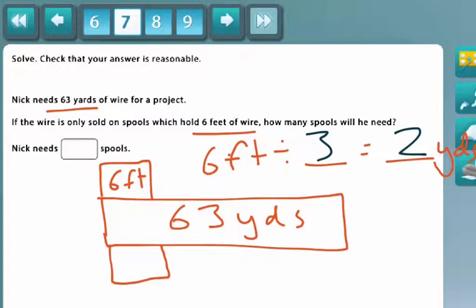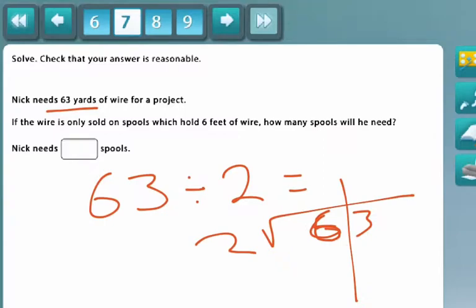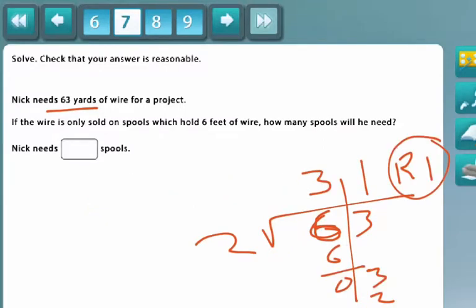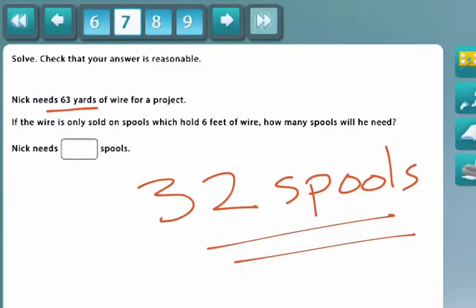So each spool is 2 yards. The question is, how many spools are there in 63 yards? Pretty simple on that. You divide 63 by 2 and you end up getting 31 with a remainder of 1. Remember that he needs to have at least 63 yards, so this remainder means that you're going to have to round up. You're going to have to add another spool. So he should need 32 spools in order to have at least 63 yards.